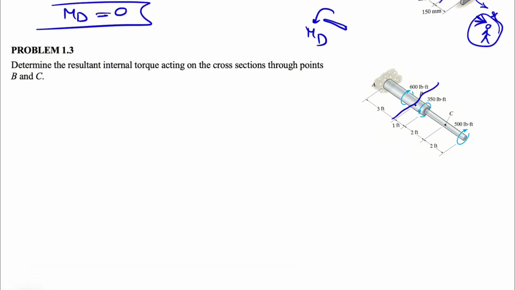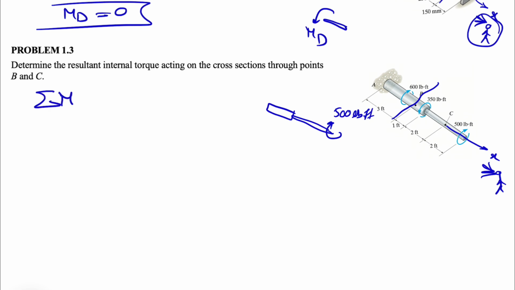So the free body diagram that we have is the big part and the small part. So we have 500 here, pound-foot. We can use the same axis in here. We're going to call it X, and we have the other guy looking at it. So we are in equilibrium, same as the previous question, so the sum of all moments has to be equal to 0. So we have 500 in there, we have 350 pound-foot in here, and we have to figure out the moment at B.